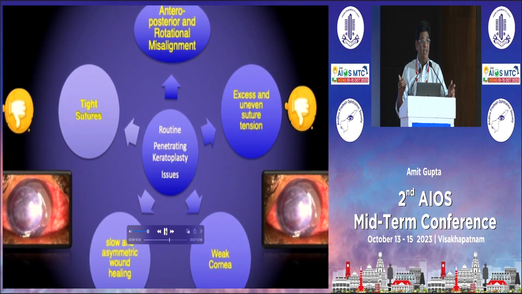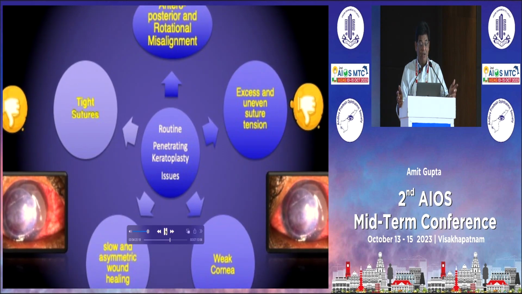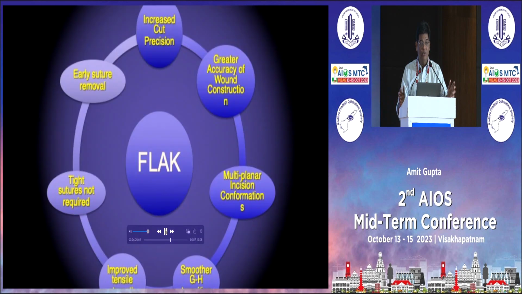There's excess and uneven suture tension. There's a weak cornea. There's a slow and asymmetric wound healing, and there's a need for tight sutures. And all of this actually brings down the quality of outcomes that we want in these patients.